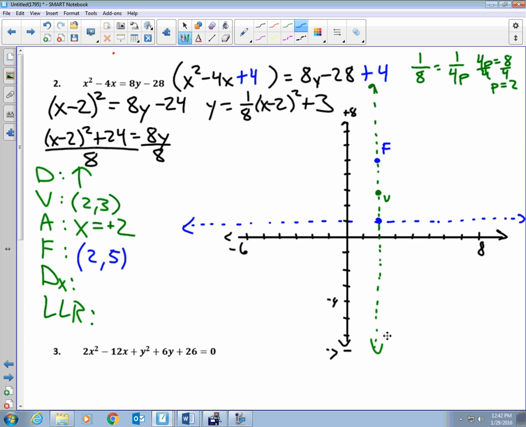So the directrix would be an equation of y equals 1. Again, x equals and y equals. These should be perpendicular. Length of the latus rectum will be the absolute value of 4p. Absolute value of 4 times p is 8. So I will be 4 units in each direction. It opens up vertically, so I have to know how wide to make it. So I move horizontally.